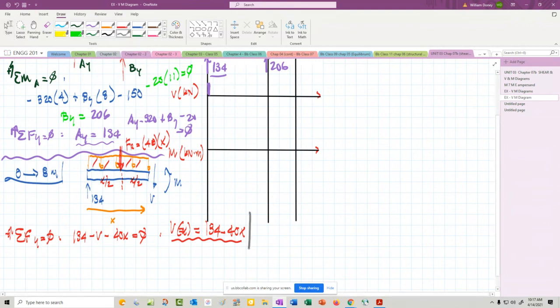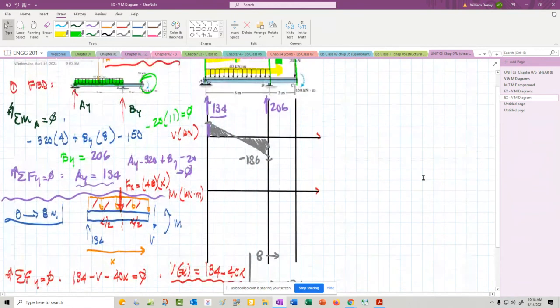So if I go and evaluate that at 0 and at 8, at 0, it's going to be 134. So right there it is, 134. And at 8, it's going to be 134 minus 320 equals minus 186. So this is going to come down to minus 186. It's going to cross there. And there's the shear for that section.